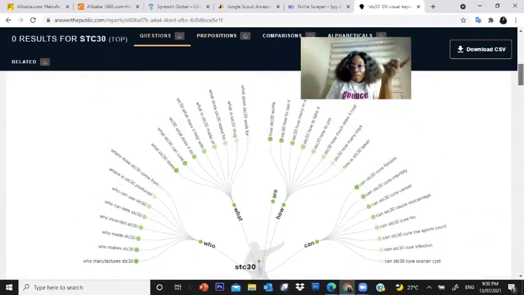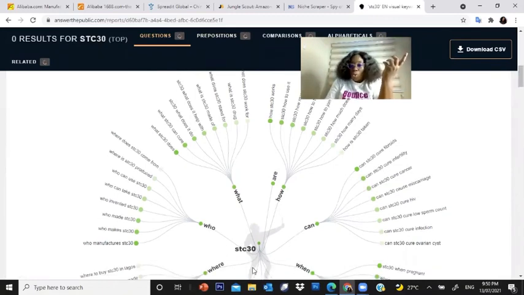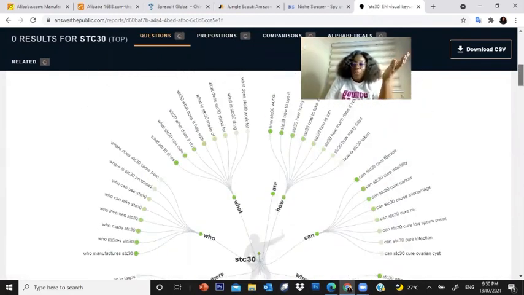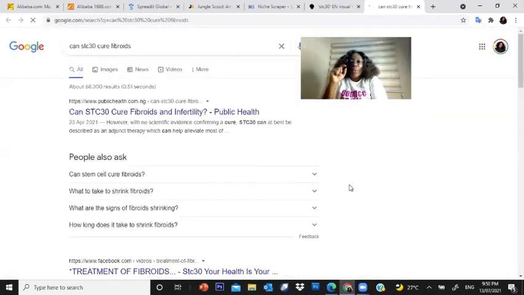So here we see how STC 30 works. These are questions people are asking. People are asking how, what, who, can, when, where, and so on. So you can take one of these. Can STC30 cure fibroid? Now remember, what you're selling is STC. You're an STC30 seller, and now you have seen this question here: Can STC30 cure fibroid? It is a question that people are asking.